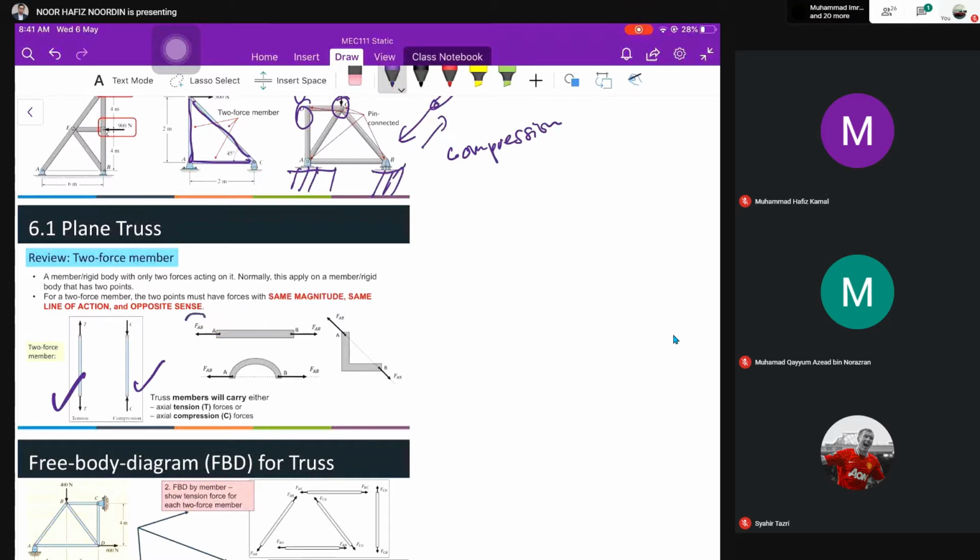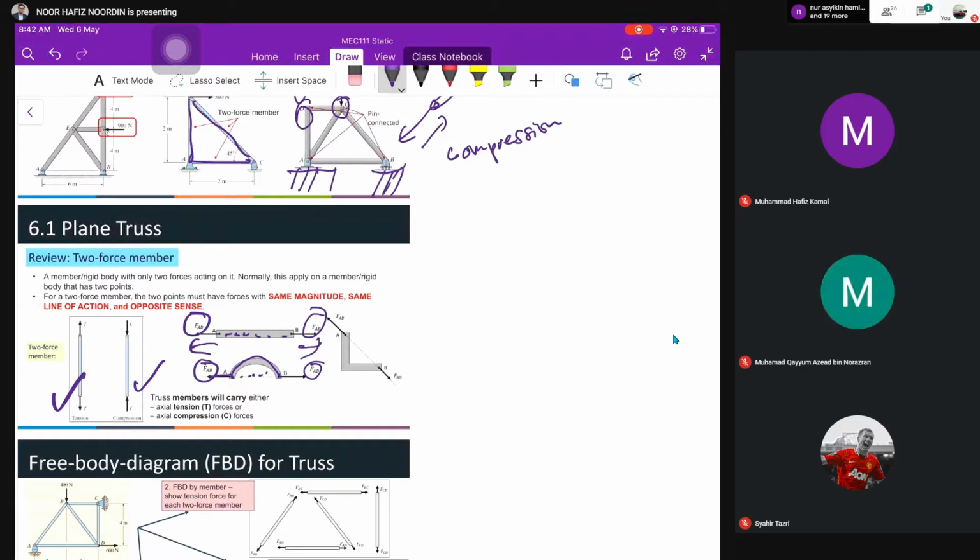Dia punya value of F sama, dia punya arah berlawanan, and then dia berada dalam satu line yang sama. The same thing goes to the picture at the below one lah. Okay, A and B, kita ada bentuk C yang tu kan lebih kurang. And then the same thing, we have the same value, same magnitude of force, and then in opposite direction and occurs at the same line.